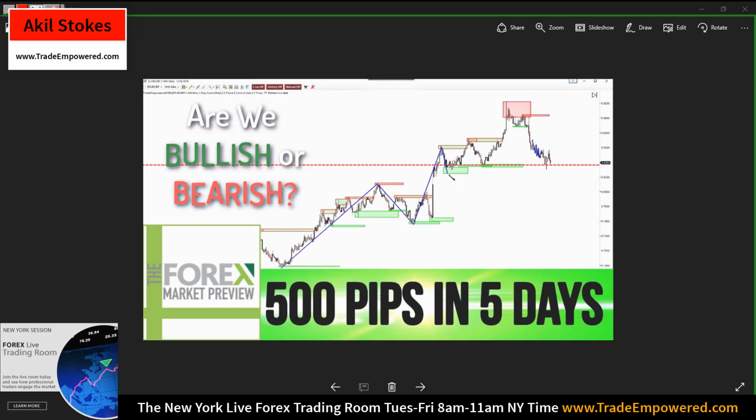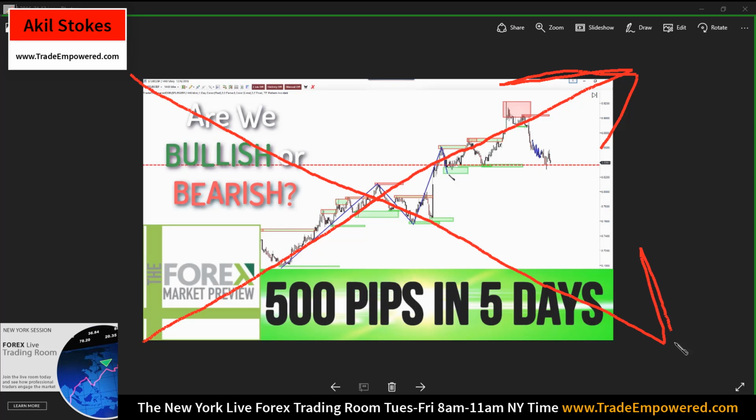Now, when in doubt, here's the easiest way to tell if we're bullish or bearish. Bullish: bottom left to top right. Bearish: top left to bottom right. This is the simplest way you can understand if we're bullish or bearish. Which corner to corner is the market going?